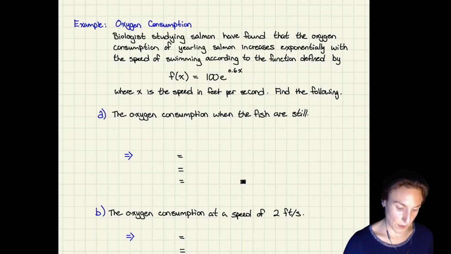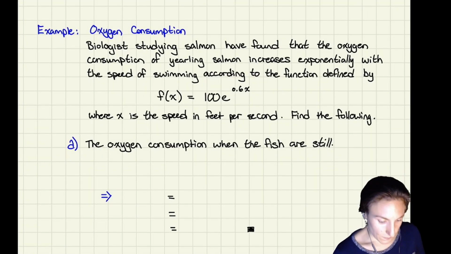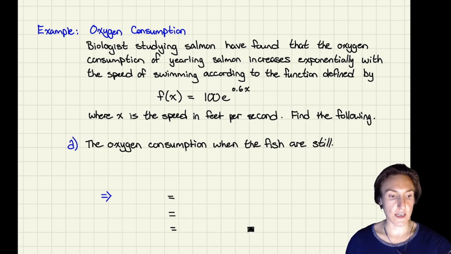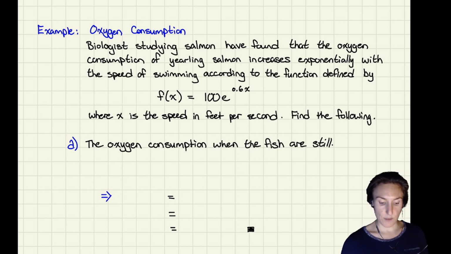Alrighty, last but not least, let's do a bit of a word problem. Not to freak us out, but just to see where these types of functions can be useful. So oxygen consumption. Biologists studying salmon have found that the oxygen consumption of the salmon increases exponentially with the speed that they swim, according to a function that can be written like this. So f of x is equal to 100e to the power of 0.6 times x.